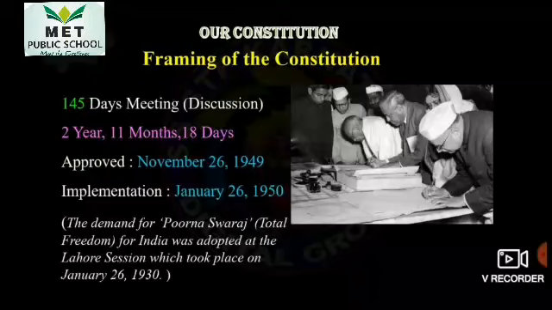Why was the date January 26 selected? Because the demand for Purna Swaraj, meaning total freedom for India, was adopted at the Lahore session, which took place on January 26, 1930. During that time, the Indian National Congress declared Purna Swaraj. For that memory, January 26 was selected for the implementation of our Constitution.